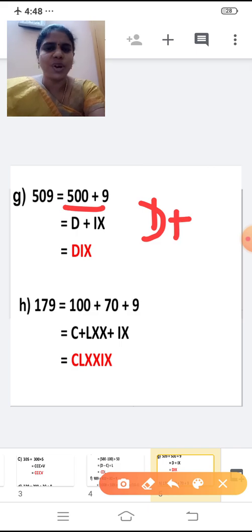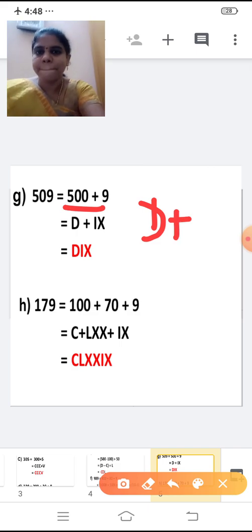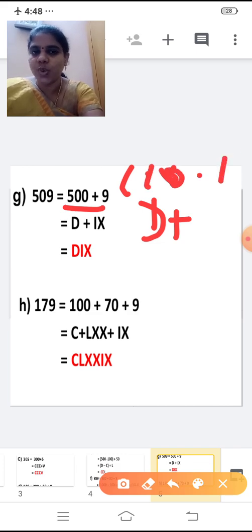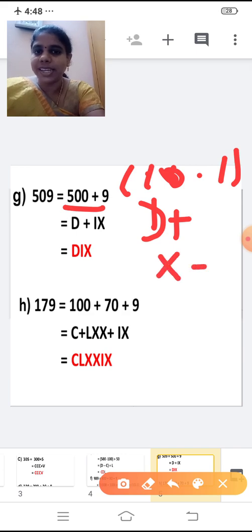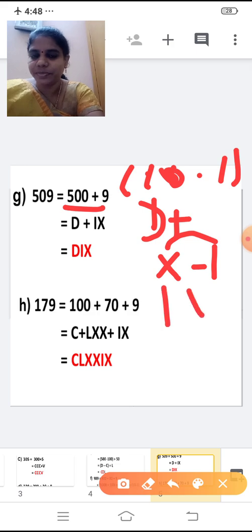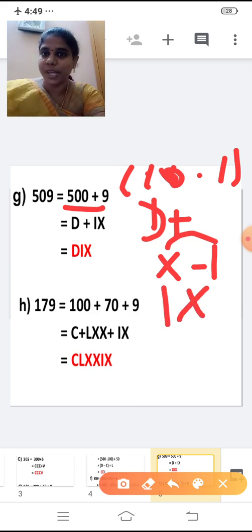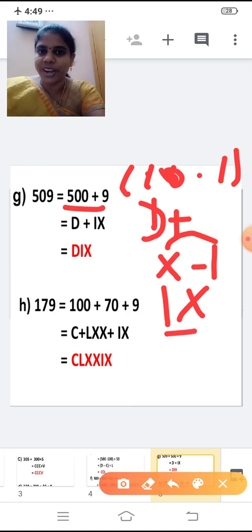Very good. Then what is the Roman numeral for 9? Can I write 10 minus 1? Yes. What is the value of 10? X minus I. So how to write like this? IX. The smaller symbol will be placed before the larger one. So the Roman numeral for 9 is IX. The Roman numeral for 500 is D. Now add all together. DIX.